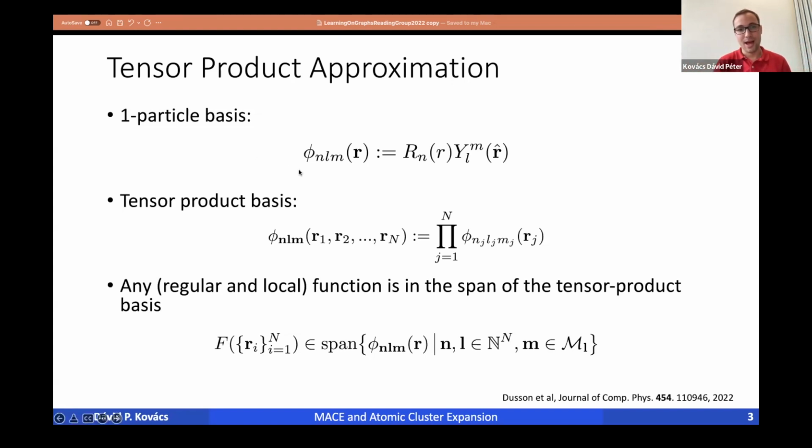So in this case, having a complete set of functions for the position of one neighbor and taking tensor products, we get a complete set of functions for the positions of n neighbors if we take an order n tensor product.